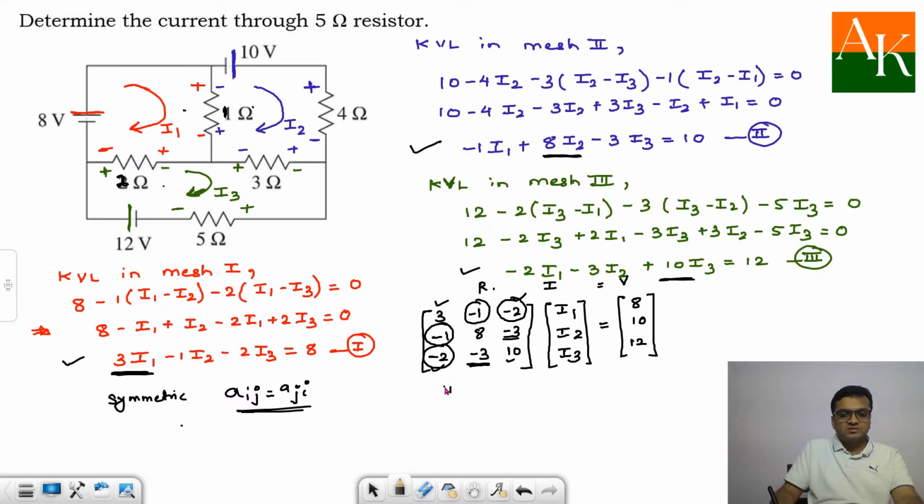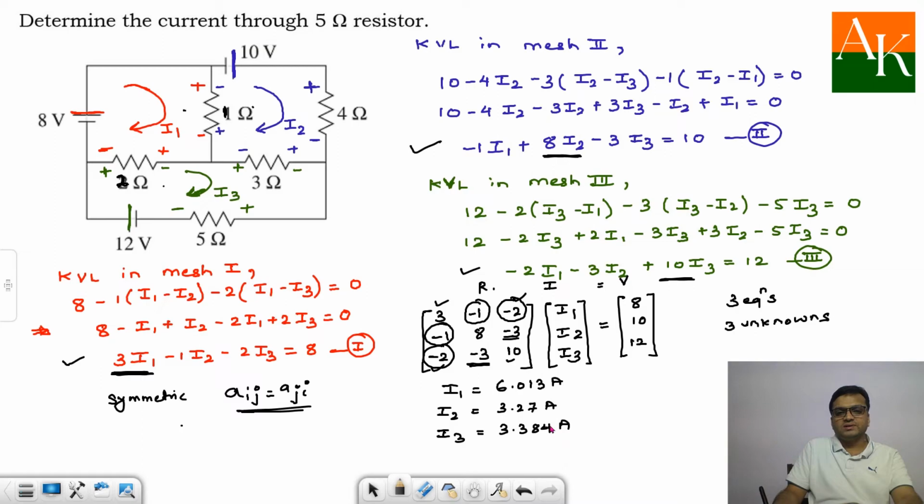You have to enter these coefficients in calculator, and you have to obtain 3 unknowns. This is the fair thing because we have obtained 3 equations and there are 3 unknowns. So I1 turns out to be 6.013 ampere, you can check this thing. I2 turns out to be 3.27 ampere, and I3 turns out to be 3.384 ampere. But the problem is not over here.